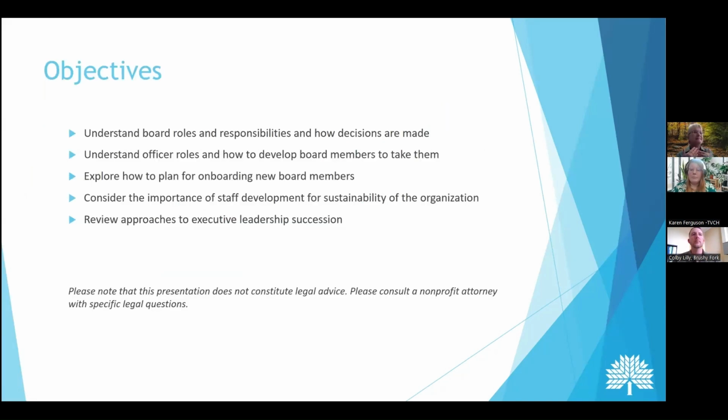We want to meet some of these objectives today. We're going to spend some time understanding board roles and responsibilities and how decisions are made on boards, understanding about officer roles and how to develop board members to then take those roles on. We're going to spend some time exploring how to plan for onboarding new board members. And then we're going to consider the importance of staff development for sustainability of an organization. And that's all related to this notion of leadership succession. And we're going to talk about and explore approaches to executive leadership succession and also leadership succession around board members. And how do we think about that in terms of our board as well?